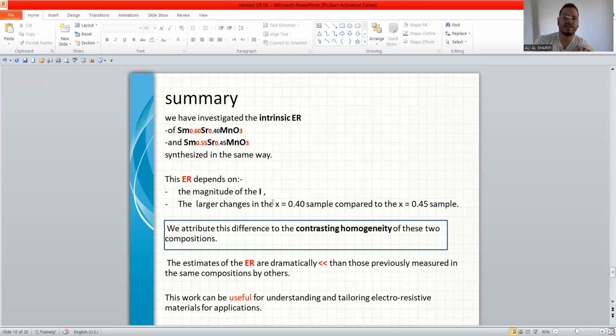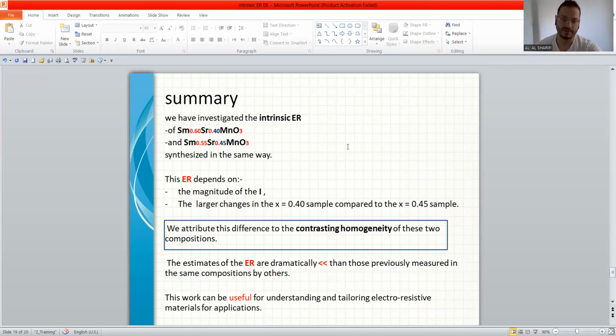Here, the summary on the last slide: we have investigated, working on two compounds made in the same way, but with different composition. Like I used the blue color here for 0.4, here 0.45. The electronic resistance depends on the magnitude of the current, and there is a large change between these two different compounds, the different concentration.